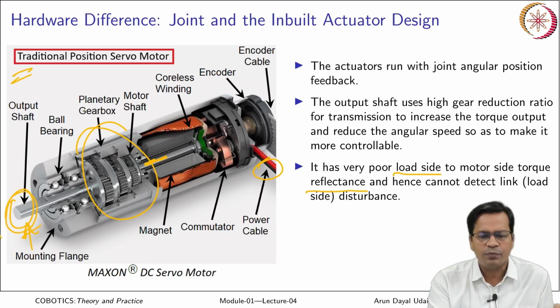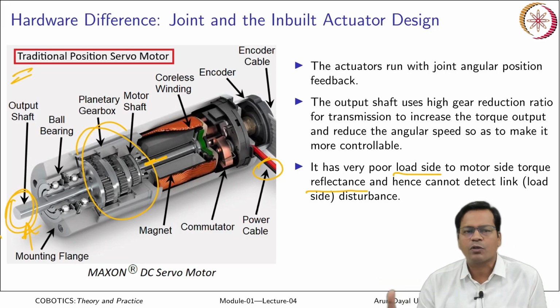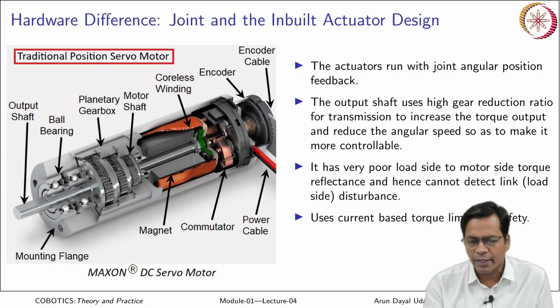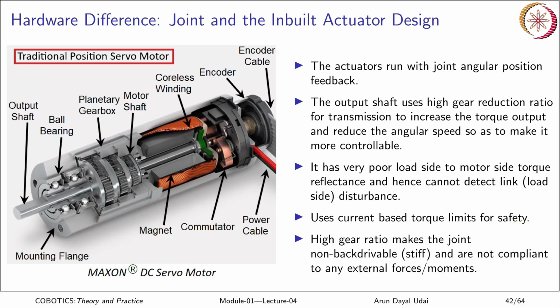So this motor itself doesn't support this to be in a cobot. It can only do position control. Next, it uses current based on torque limits only to ensure the safety. High gear ratio makes the joint non-back drivable. So these joints, you cannot apply torque here to drive back the motor. It becomes back drivable due to huge amount of friction which is here, and they are not compliant to any external torques or moments that act on the robot joints or at the robot tip or somewhere on the robot. So essentially the hardware is different.